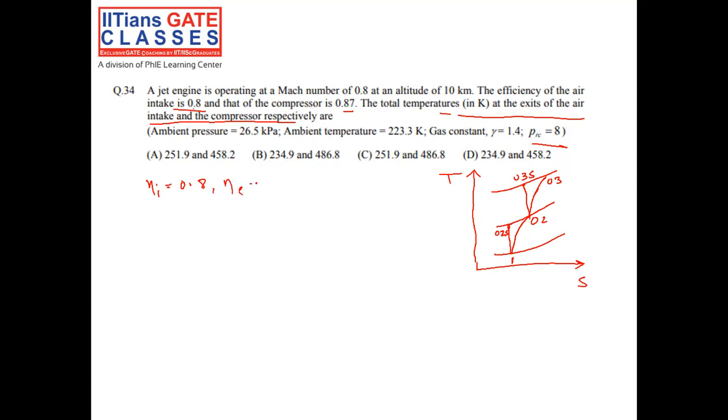Now it's given that the efficiency of the air intake is 0.8 and efficiency of the compressor is 0.87, and ambient pressure is given as 26.5 kilopascal. Ambient temperature is given as 223.3 Kelvin, and Mach number at which the engine is flying is 0.8, and we are asked to find out the total temperature at the exit of the inlet, which is TO2, and total temperature at the exit of the compressor, which is TO3.